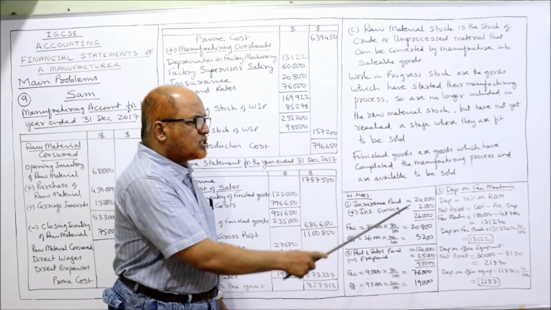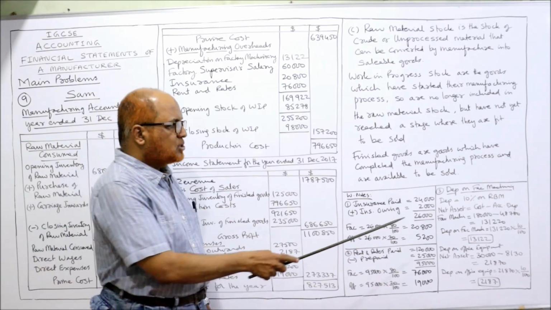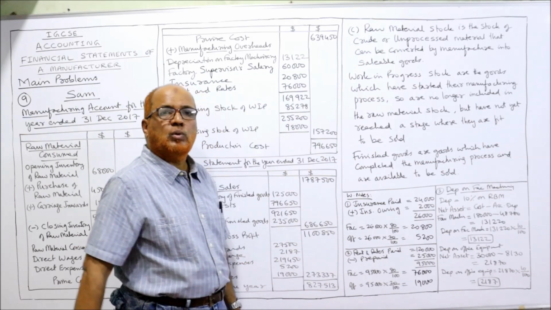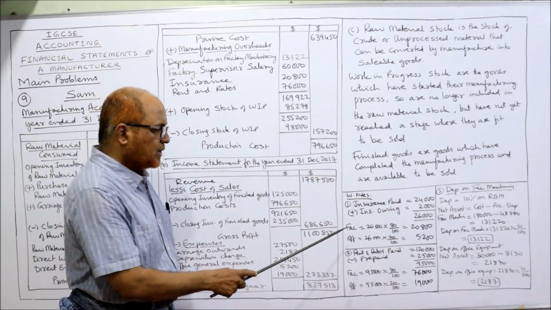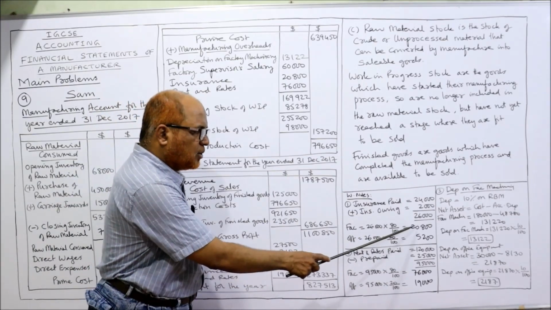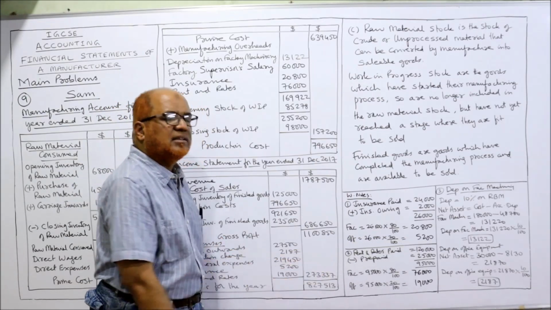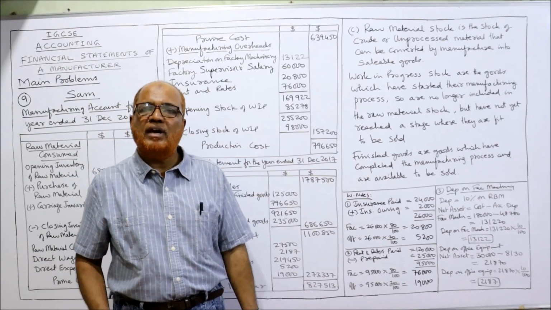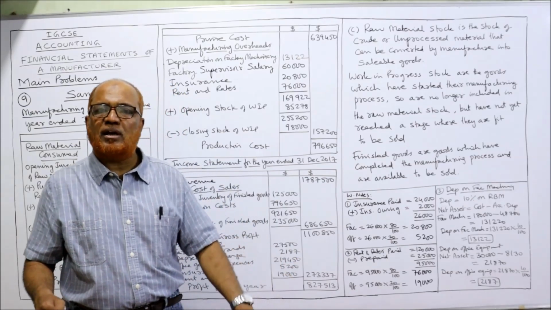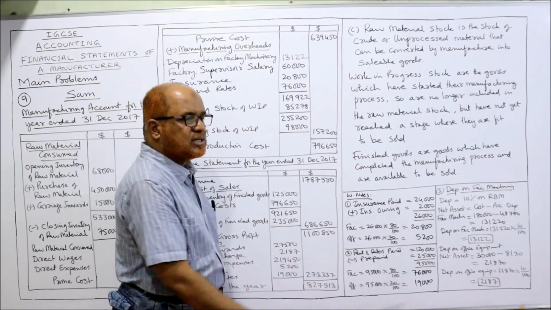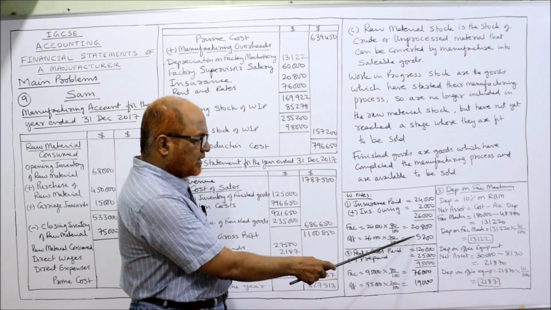Insurance paid is 24,000 and insurance owing payable is 2,000. So 24 plus 2, 26,000 is the total insurance for the year. 80% factory. So factory 26,000 into 80 by 100, 20,800. Similarly, 26,000 into 20 by 100, 20%, 5,200 will go to office. We are making manufacturing account and we are making income statement. So in manufacturing account, factory insurance 20,800. In income statement, we'll take office insurance 5,200.